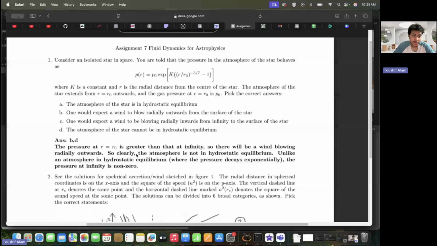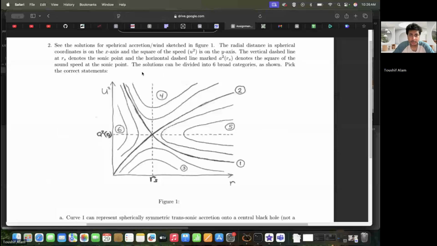See the solutions for the spherical equation in figure 1. The radial distance in spherical coordinates is on the x-axis and the square of the speed, v squared, is on the y-axis. The vertical dashed line marked r_s denotes the sonic point, and the horizontal dashed line marked a squared at r_s denotes the square of the sound speed at the sonic point. Solutions can be divided into 6 broad categories as shown. Pick the correct statements.